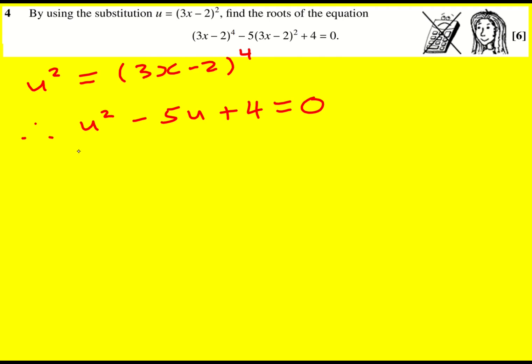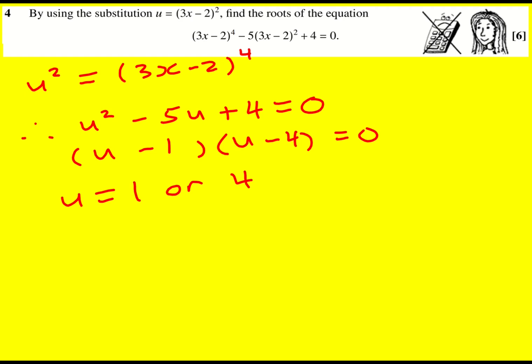And now we've got a quadratic. Let's try to factorize it. It's going to be minus 1 and minus 4. So u equals 1 or 4. Now we're not done. We now need to get it back in terms of x. So therefore (3x - 2)² is equal to 1 or 4.